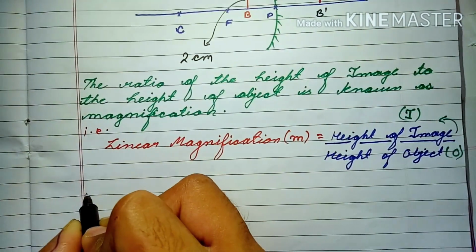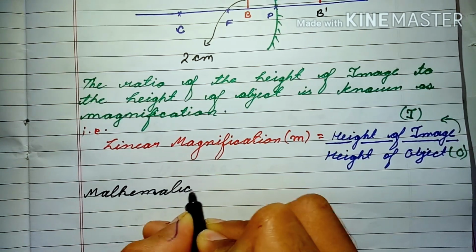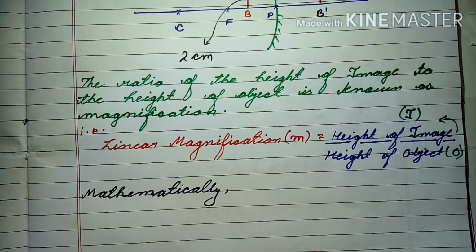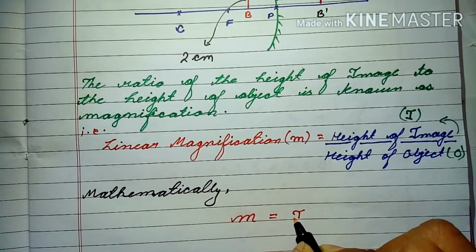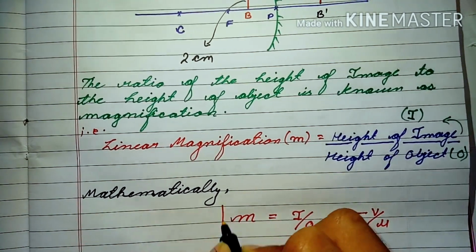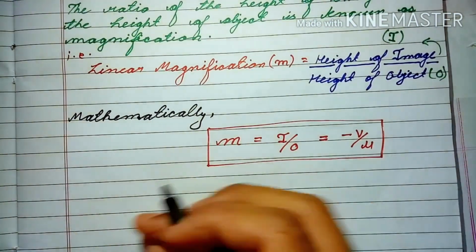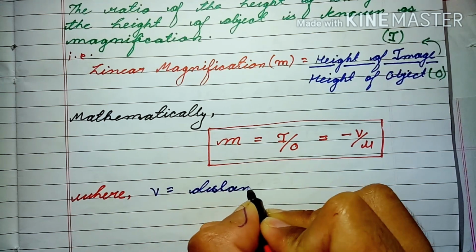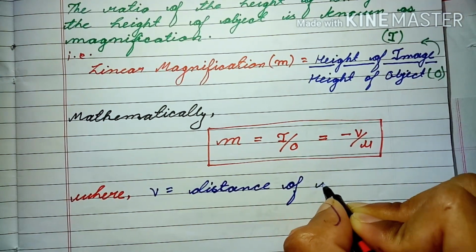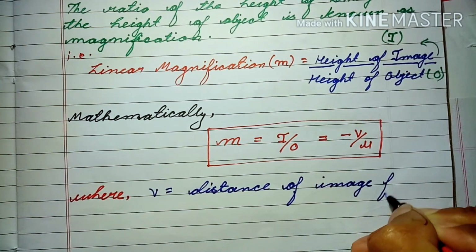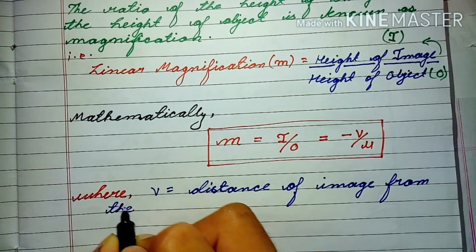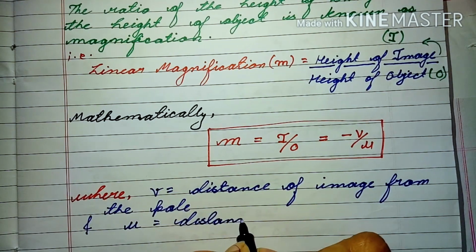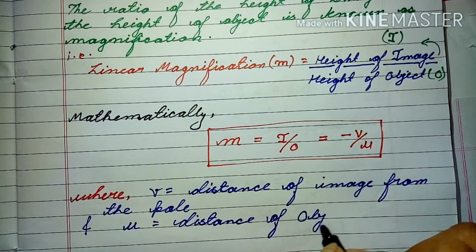And students, mathematically, magnification is defined as magnification equal to I by O is equal to minus V by U, where V is equal to the distance of the image from the pole, and U is equal to the distance of the object from the pole.